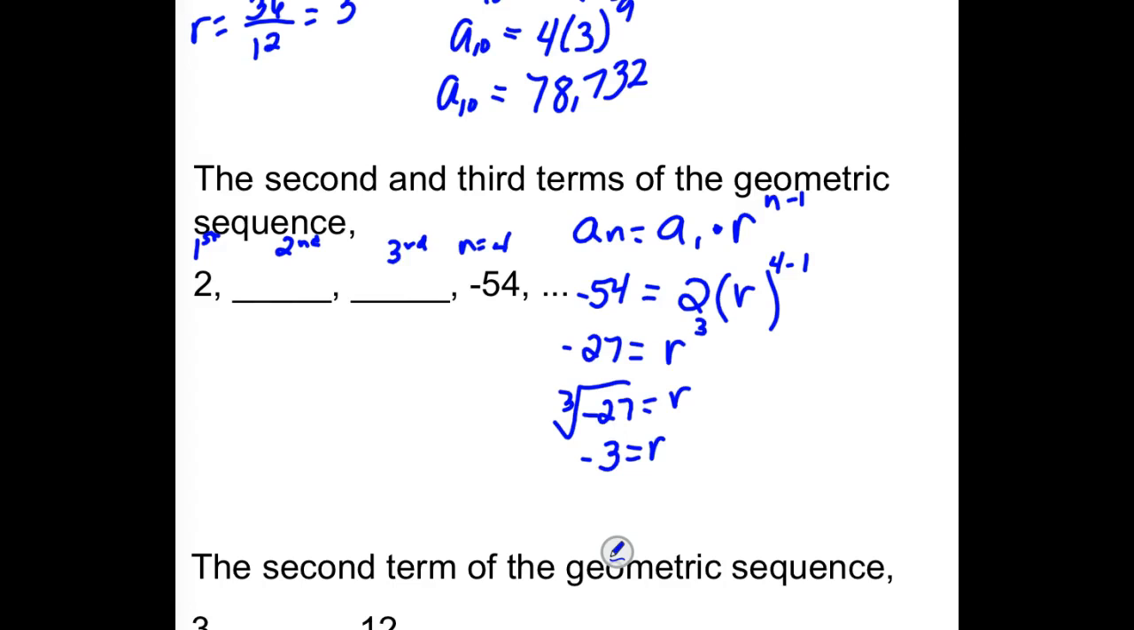So to get the second term, can I take the first term times negative 3? Which gets me negative 6. To get the third term, I have a couple options. I can take the previous number, right? I can take that negative 6 and multiply it by 2. Sorry, by negative 3. We're getting 18. What's another way I could have figured out the third term?